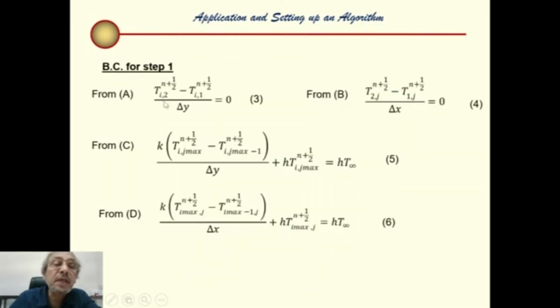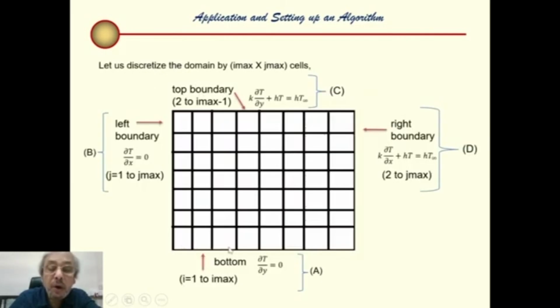So we have exactly done T i2 at n plus half minus T i1 at n plus half by delta Y equal to 0. I we are keeping as a dummy variable here. I can run from 1 to I max or 2 to I max minus 1. That means for all these cells we can run 1 to I max. So we are setting up basically a symmetric boundary condition.